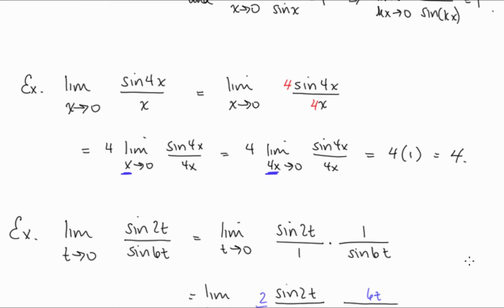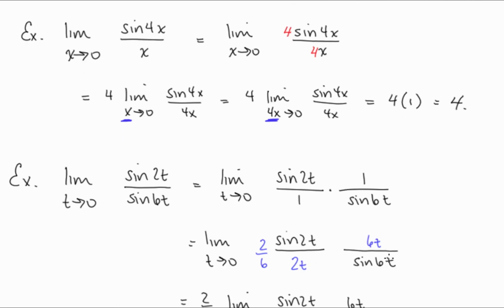Let's take a look at another. Here we have the limit as t goes to 0 of sine 2t over sine 6t. The first thing I want to do here is separate this into two fractions, sine 2t over 1 and 1 over sine 6t. Because what I'm hoping for is to get a 2t in the denominator here and a 6t in the numerator here. So we're going to multiply those in, but we need to make sure we compensate in the numerator and denominator. We need to compensate for this 2 by multiplying by a 2 out front. And we need to compensate for this 6 by multiplying by a 6 in the denominator.